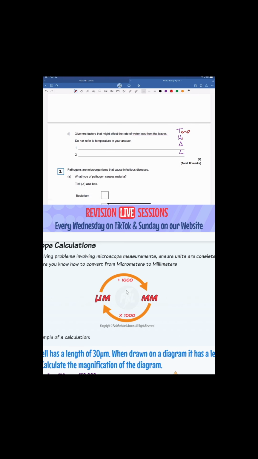So you can say, yep, the H is for humidity. The A is for airflow rate, which is basically just wind. And then the last one, yep, you guys are getting it, is light intensity. So one of those 4 should be acceptable. So yeah, let's put humidity and light intensity.